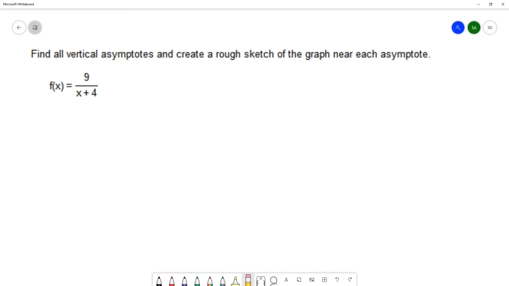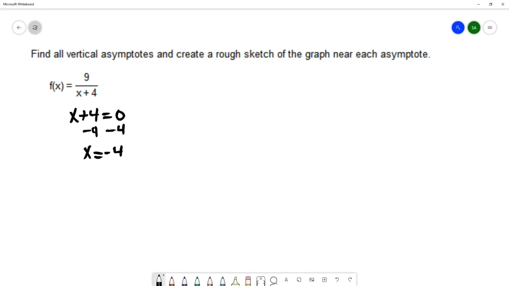So we have a function that is completely factored in the numerator and completely factored in the denominator, and there are no common factors, so that's already done for us. Once that is written in lowest terms, you take the denominator and set it equal to 0 and solve. So we have x plus 4 equals 0. I'm going to subtract 4 and we get x equals negative 4.